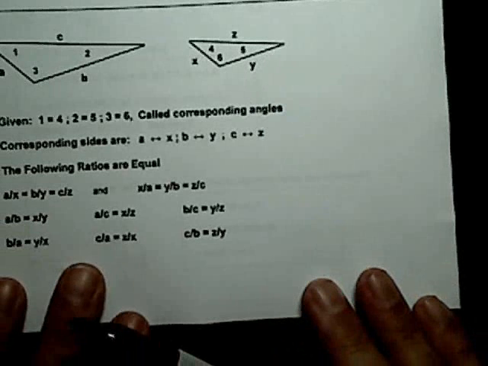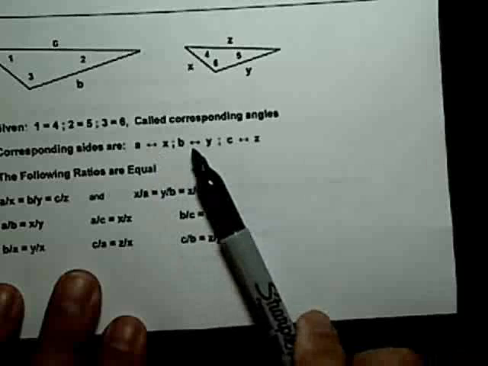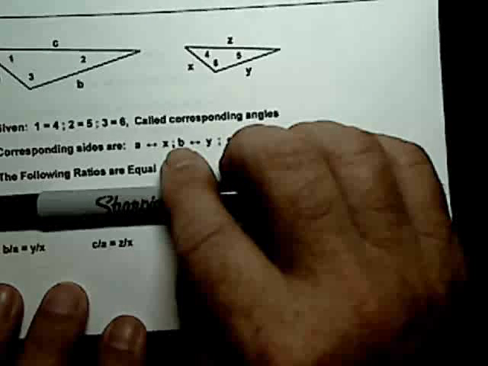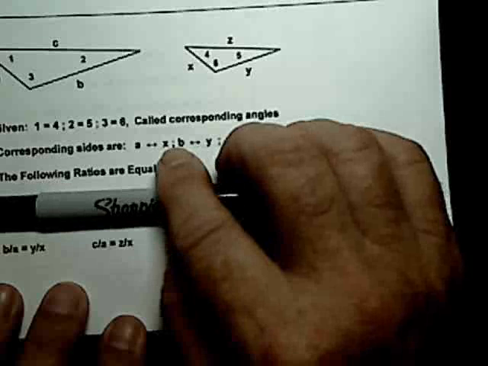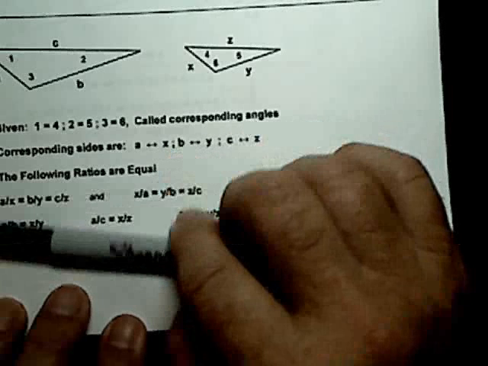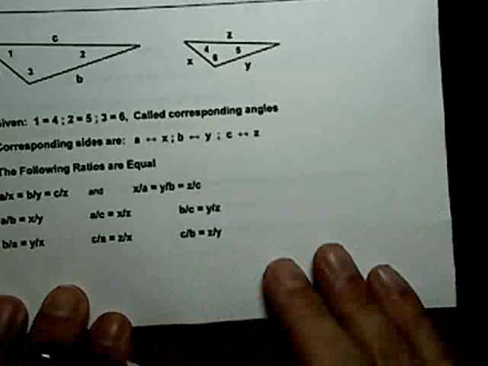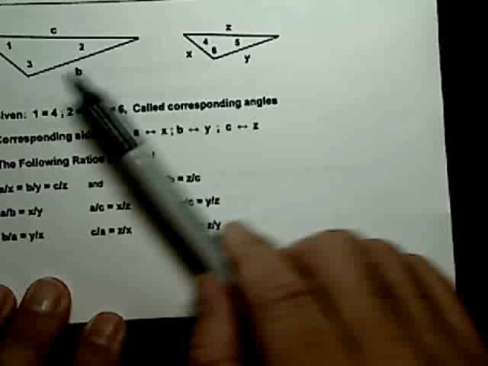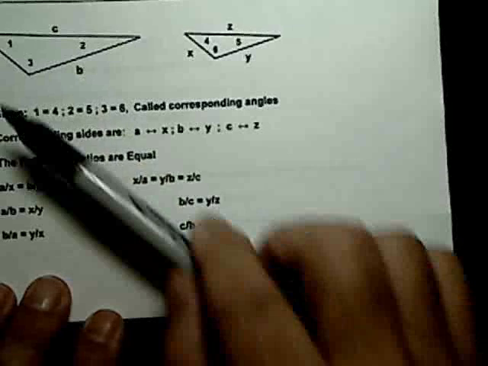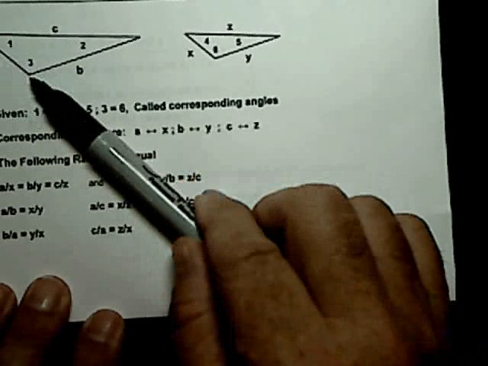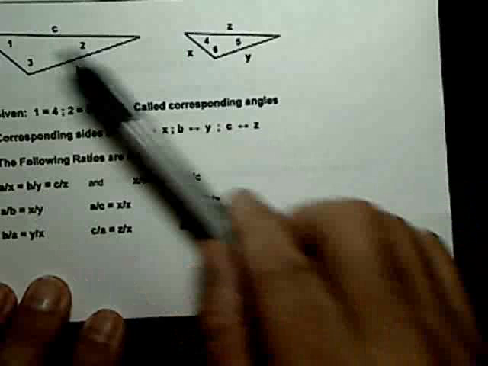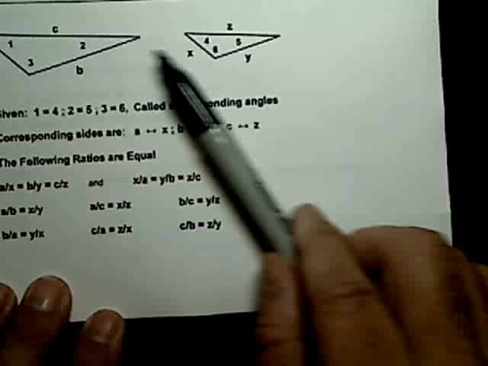Okay. Now, it's very important that you identify what the corresponding sides are before you start doing anything with ratios. Because if you don't use corresponding sides, these are not true equations. Now, a ratio is when you divide one number by another, or one length by a number. So for example, we could take the side A, and we could take its corresponding side X, and we could take A divided by X. That's a ratio, A divided by X.